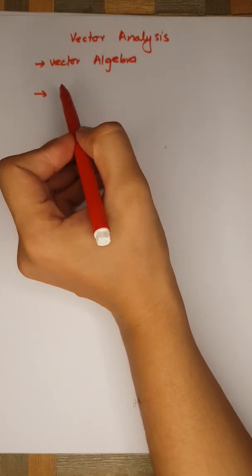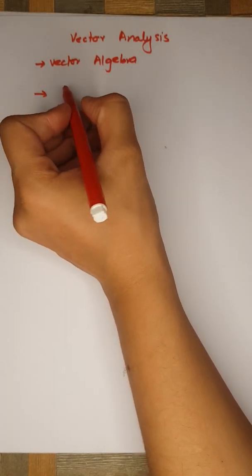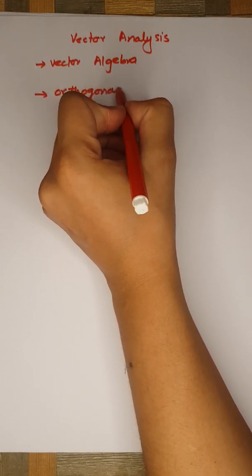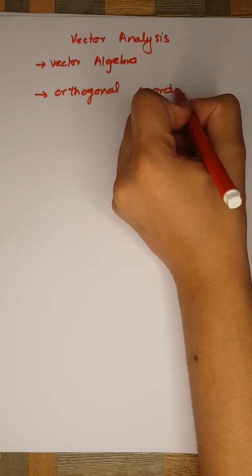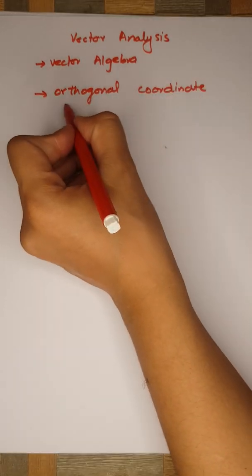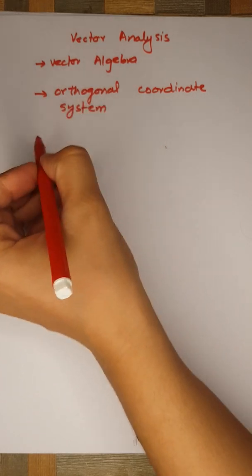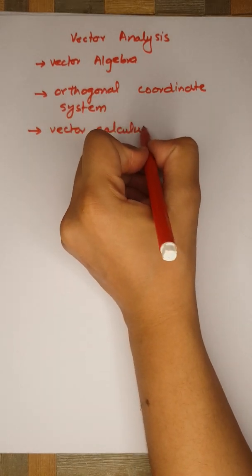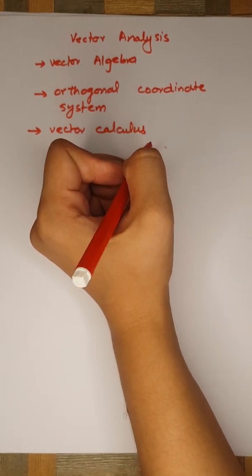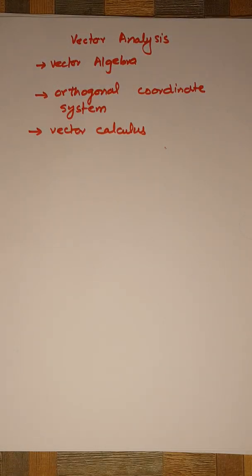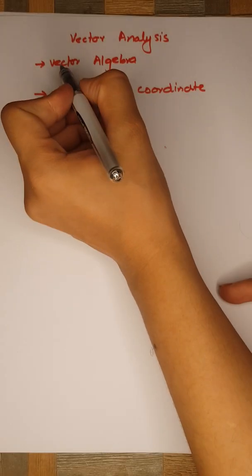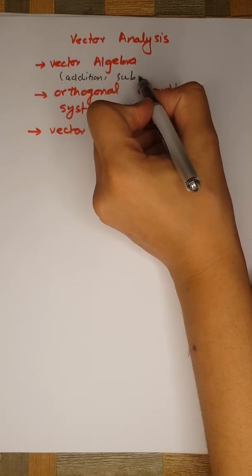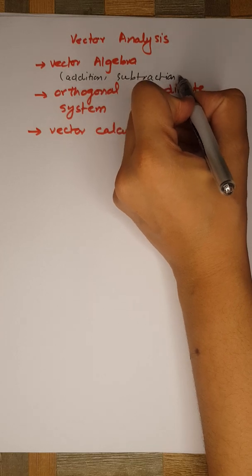Okay, vector analysis involves vector algebra, then orthogonal coordinate systems, and the third thing is vector calculus. Fine. So what is vector algebra? Vector algebra defines the addition, subtraction and multiplication of vectors.